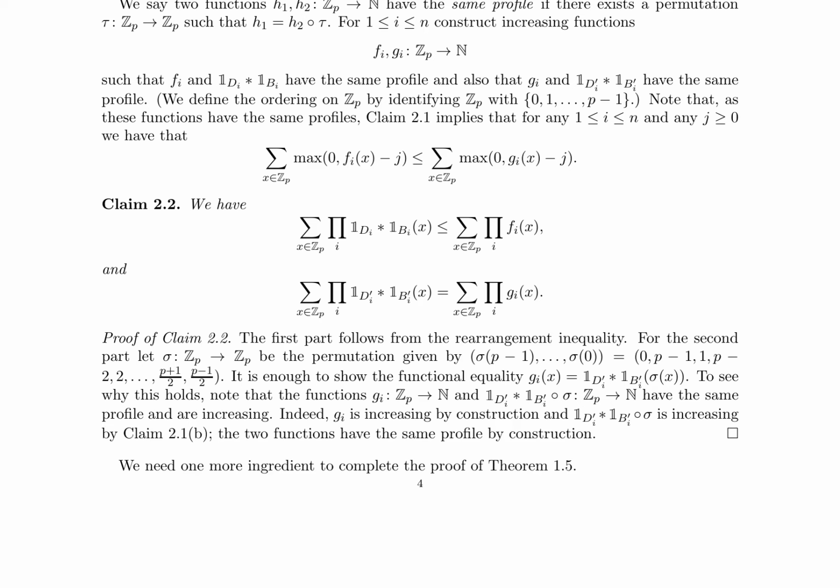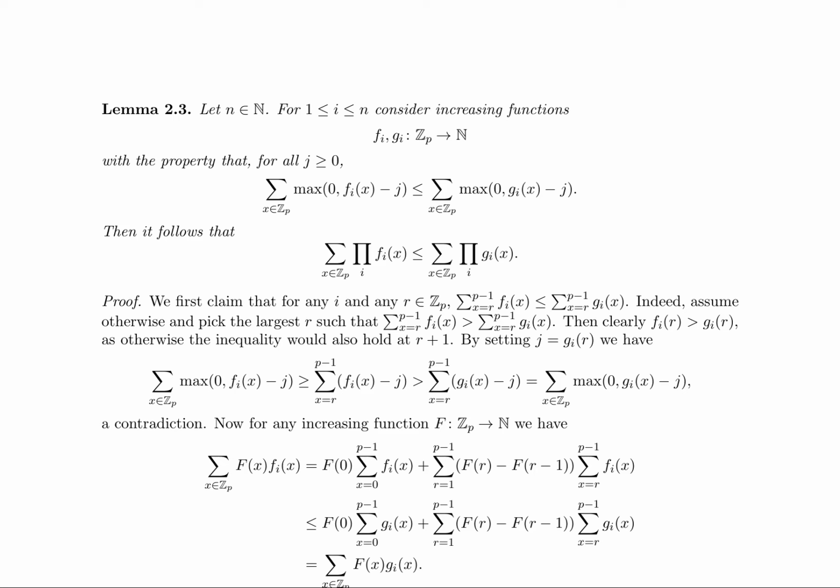where sigma is a permutation on Z_p. This functional equality is established by showing that g_i and b_i composed with sigma have the same profile and are increasing functions. The research paper discusses a series of lemmas and theorems focusing on the properties of increasing functions and their applications in number theory.